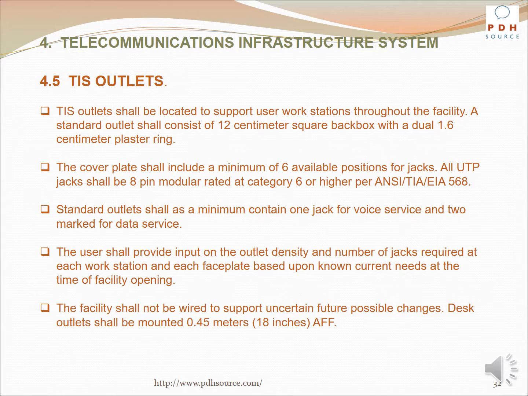TIS outlets shall be located to support user workstations throughout the facility. A standard outlet shall consist of a 12 centimeter square back box with a dual 1.6 centimeter plaster ring. The cover plate shall include a minimum of 6 available positions for jacks. All UTP jacks shall be 8-pin modular rated at Category 6 or higher per ANSI 568. Standard outlets shall as a minimum contain 1 jack for voice service and 2 marked for data service. The user shall provide input on the outlet density and number of jacks required at each workstation and each faceplate based upon known current needs at the time of facility opening. The facility shall not be wired to support uncertain future possible changes. Desk outlets shall be mounted 18 inches above finished floor.